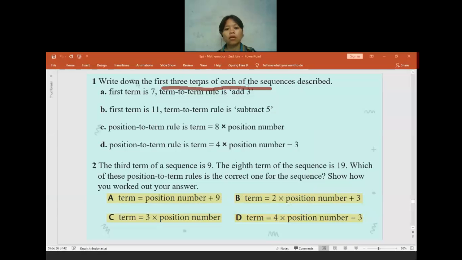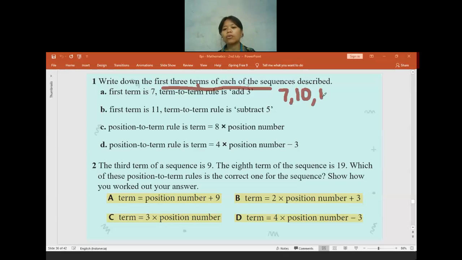Yeah, because the term to term rule is add 3. So what number do we have to write first? What is the first number? We write the 7 first. After 7, what number do we have to write? Look at the term to term rule. The term to term rule said it is add 3, so we just need to add 3. After 7, it will be 10. After 10, it will be how many?